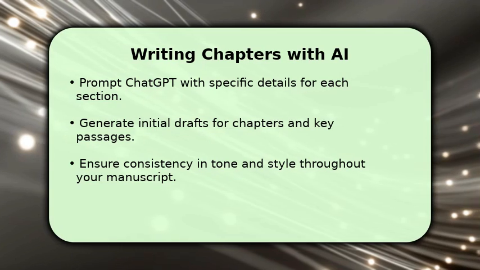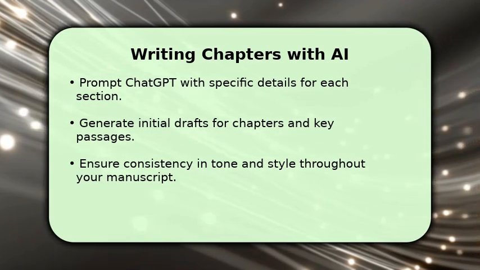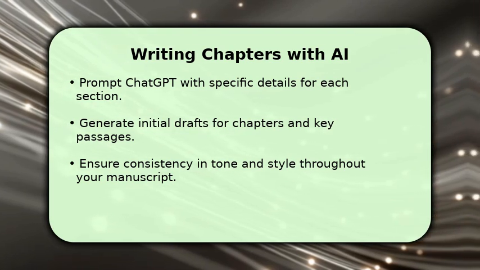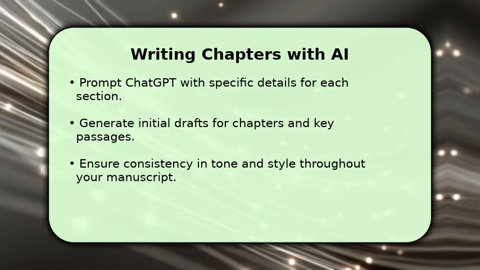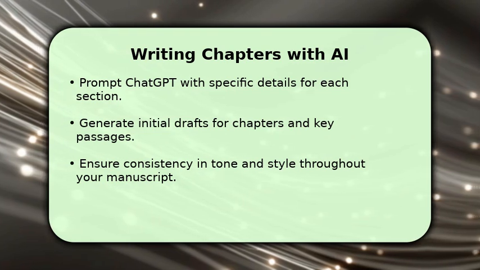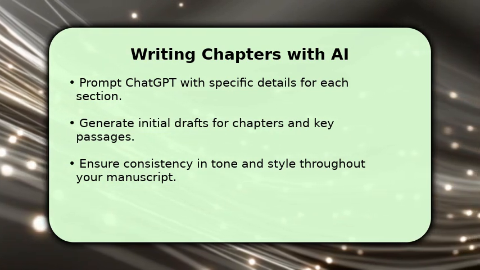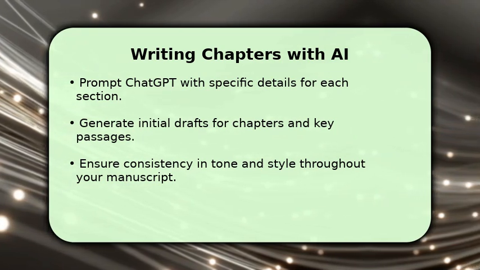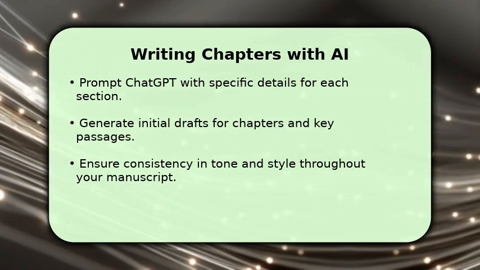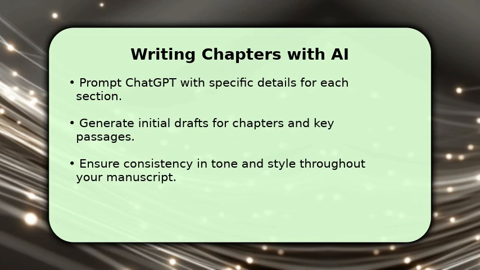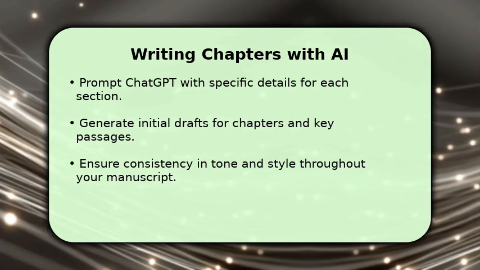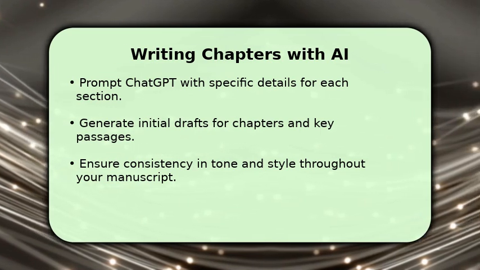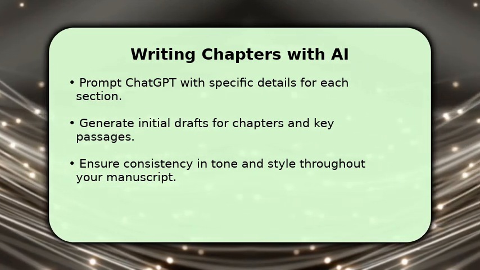Once your outline is solid, you can begin generating content. Take each section of your outline and provide ChatGPT with detailed prompts. For instance, write the opening paragraph for Chapter 1, introducing the protagonist in a bustling market. Generate initial drafts for your chapters, focusing on getting ideas down. Remember to guide the AI to maintain a consistent tone and style across all sections, ensuring a cohesive reading experience.